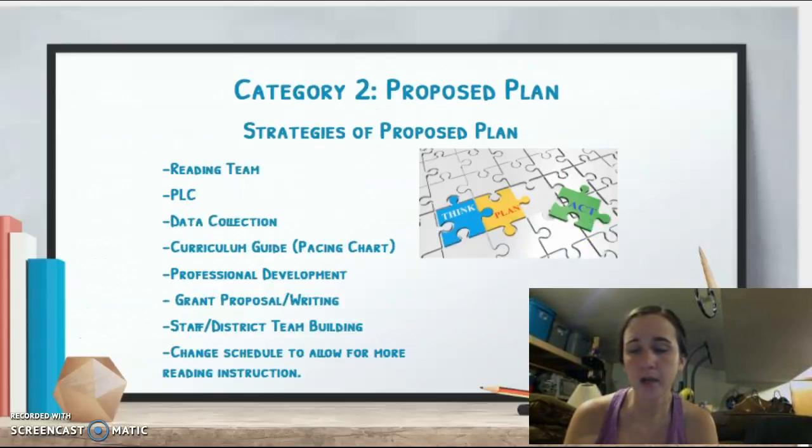Strategies of the proposed plan: implementing a reading team, implementing PLCs, data collection, having a cohesive way of collecting data, a curriculum guide or pacing chart, professional development, the grant proposal and writing, bringing that to the staff, staff and district team building, and changing the schedule to allow for more reading instruction. And the staff and district team building, I didn't put that on the other one, but that kind of goes hand in hand with the professional development as well.